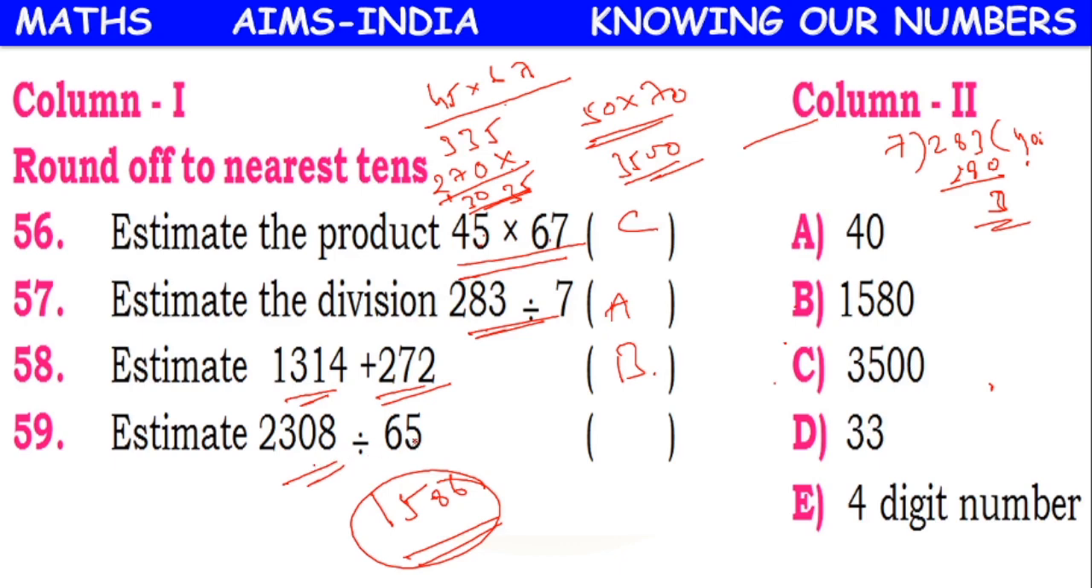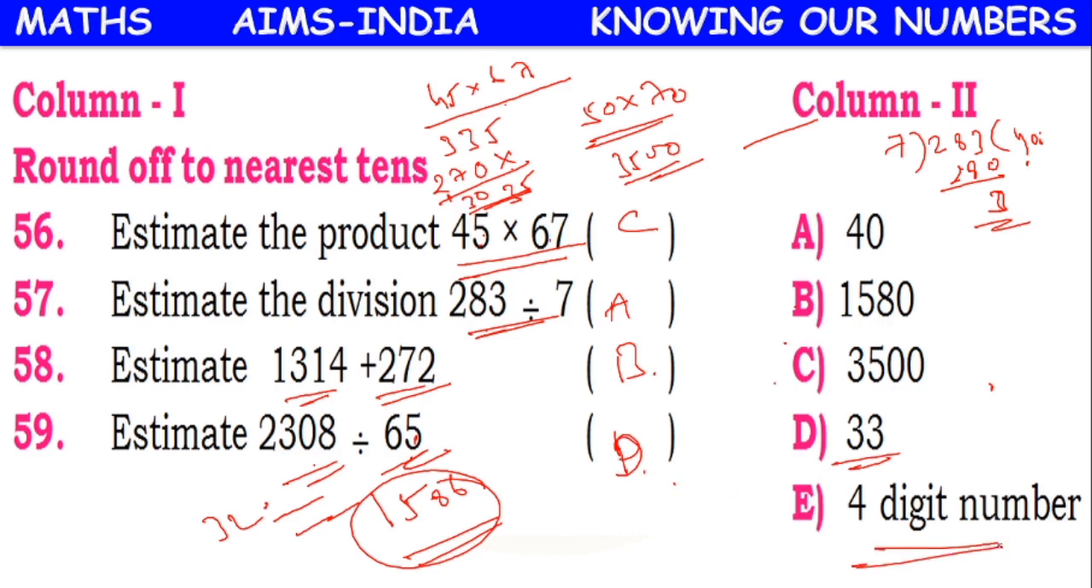2308 divided by 65. 65 across approximately 32 point something will come. So we can take 33 as the answer, D option.